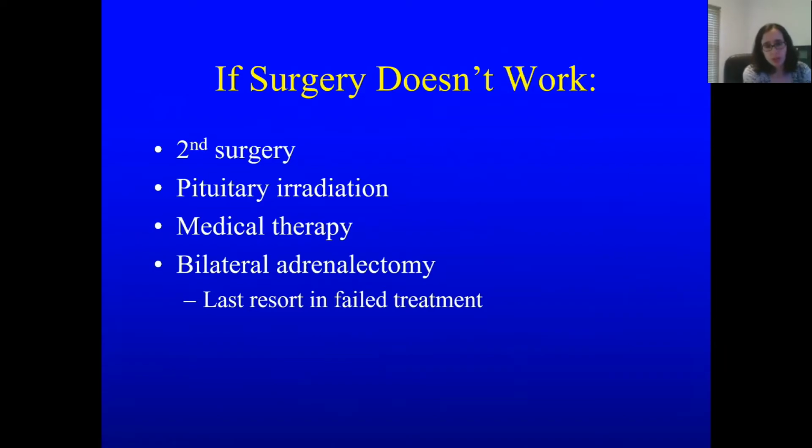If surgery doesn't work, what do you do? Well, you go in again and you try for a second surgery. You can do pituitary irradiation. You can do medical therapy, which I'll get to. And then the last resort is bilateral adrenalectomy. You can't have Cushing's if you don't have adrenal glands to produce steroid. It's a last resort, but it is something that we have done in the past and in the present. We just had a patient that we had to do it on in the inpatient service.